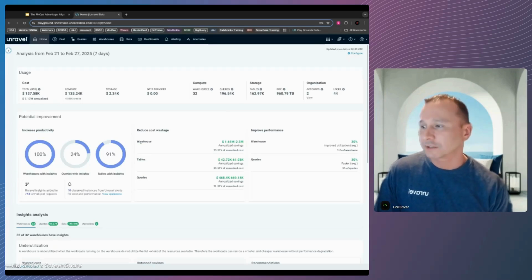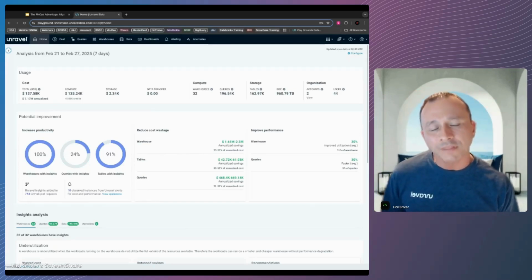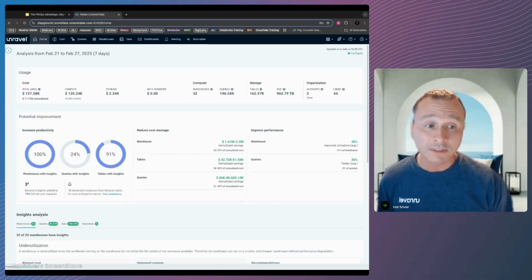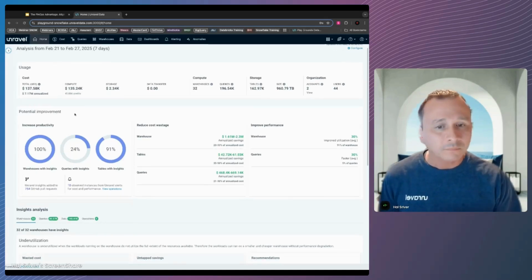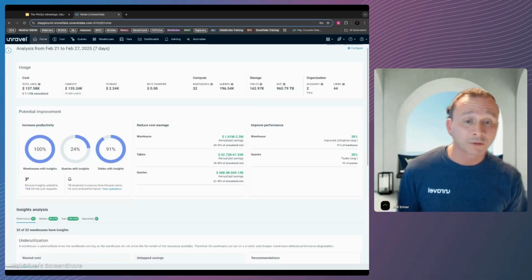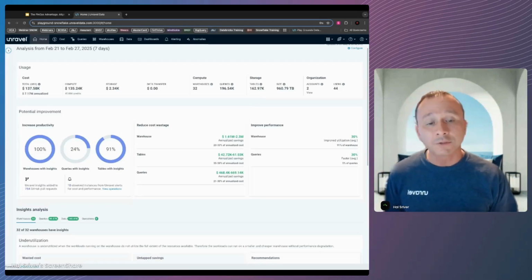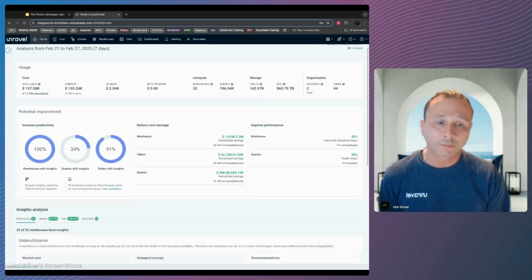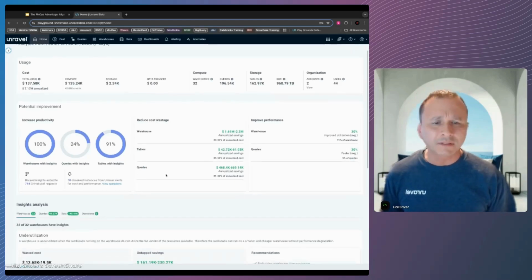But I also want to bring your attention to these 3 circles here, in kind of this middle pane. These are the 3 most important things that Unravel does, which really coincides nicely with the FinOps best practices. So what are those things? Increase productivity, improve performance, and ultimately reduce cost wastage. And here is where we continue to inform around specific areas for potential improvement. But let's dive into a little bit of these things here.